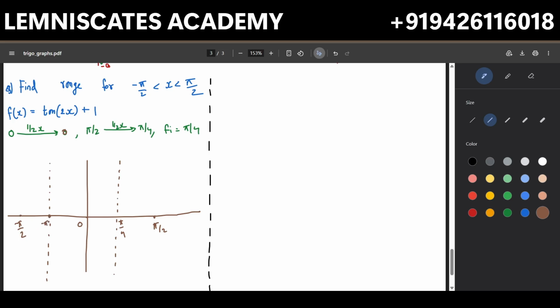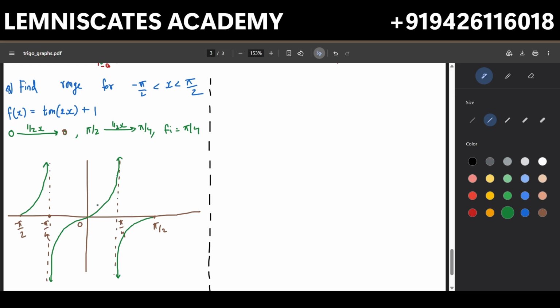This is minus pi by 4. Now the graph, as you know, is going to go from asymptote to asymptote, and because it's a positive tan x, it will be an increasing graph. So the graph, as you can see, goes from negative infinity to positive infinity, and for here it's going to look like this, and for here it's going to look like this.